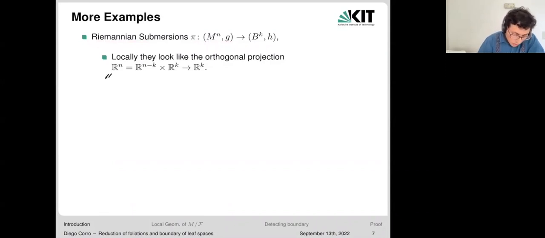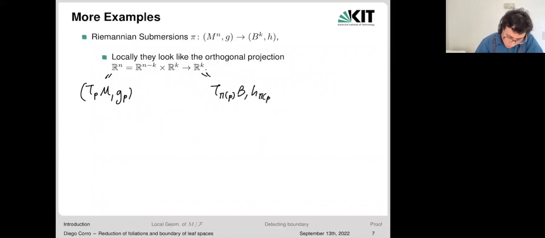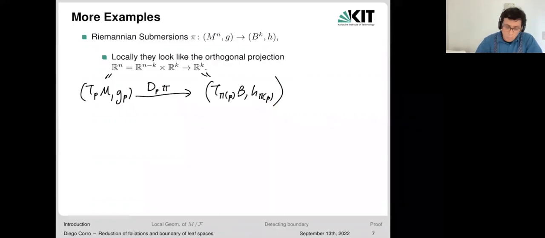If we identify R^n with the tangent space at a point M with the Riemannian metric at that point, so this would be a Euclidean space, and this space identified with the tangent space of the image at P with the Riemannian metric, then I want the derivative at P of pi to look like the orthogonal projection of R^n into R^k, just meaning that we can decompose this as a direct summand in terms of the Riemannian metrics.